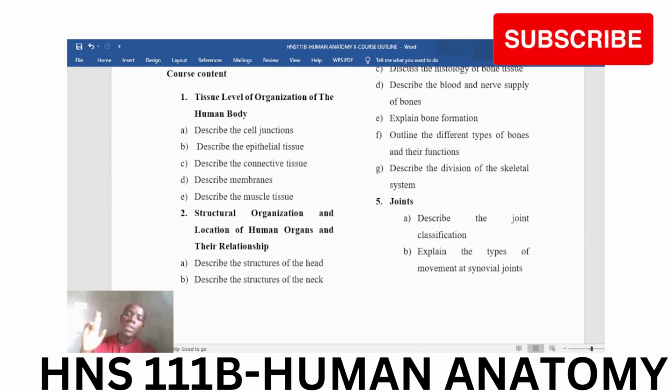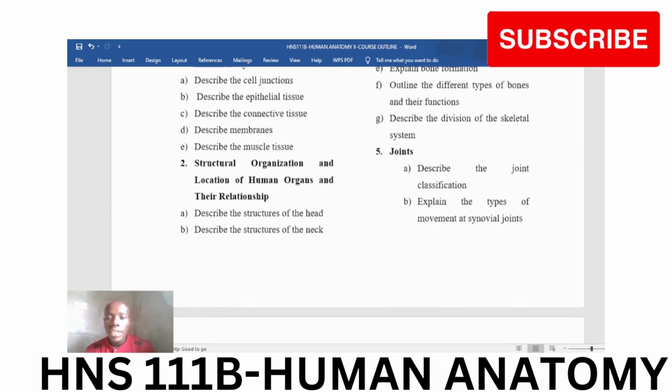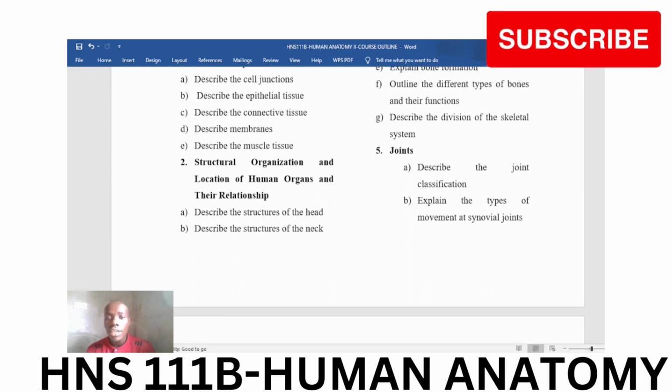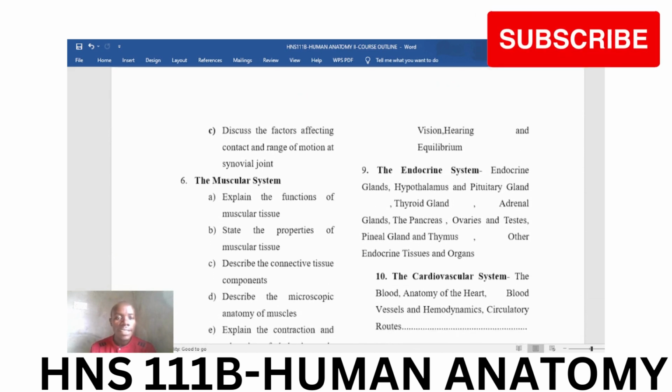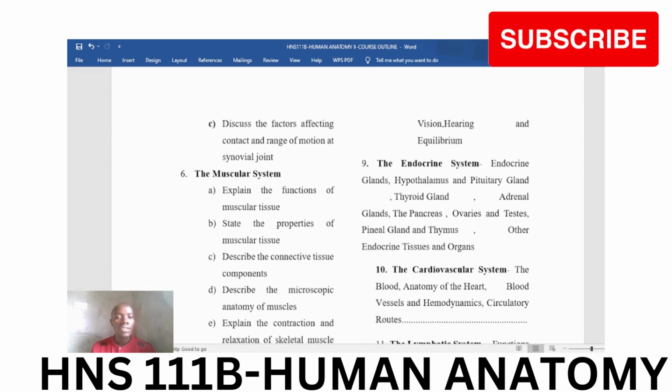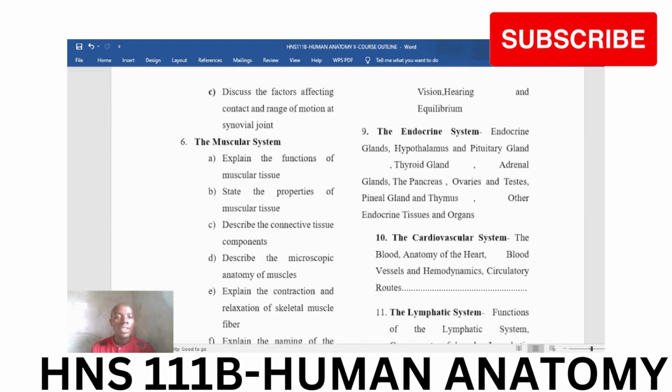So also the anatomy song is going to be popping up. You can also listen to the song and that should remind you of all the 206 bones. Next, we'll look at the joints. You describe the joint classification, explain the types of movement at the synovial joints, discuss the factors affecting contact and range of motion at synovial joint.